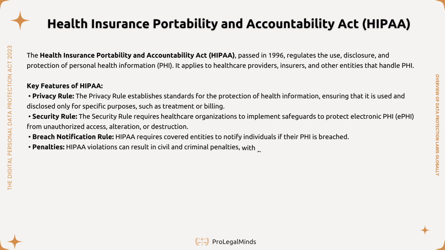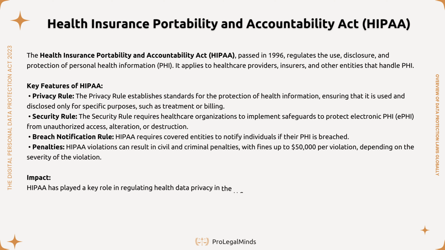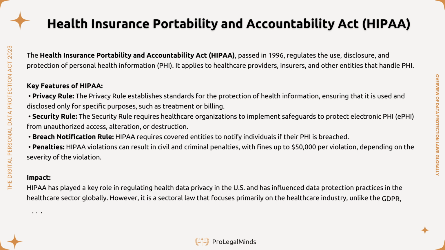Key features of HIPAA. Privacy Rule. The Privacy Rule sets standards for the use and disclosure of health information, ensuring it is used only for specific purposes, such as treatment or billing. Security Rule. The Security Rule requires healthcare organizations to implement measures to protect electronic PHI, EPHI, ensuring it's safeguarded from unauthorized access, alteration, or destruction.